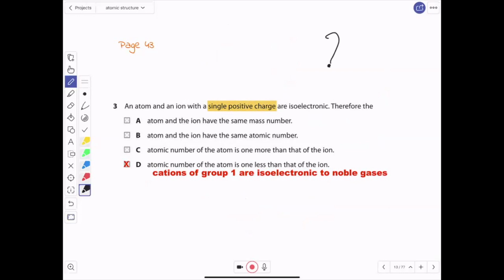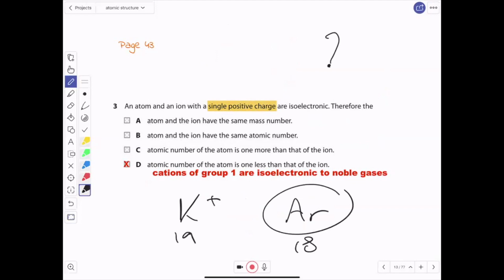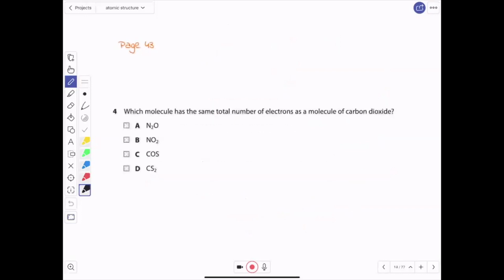So take any one of your choice, and it will always be like this. That's 18, that's 19. All right. One last question.